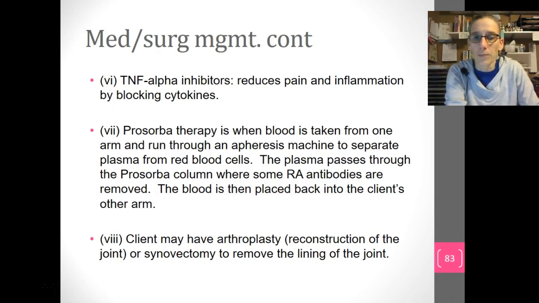Then you've got Prosorba therapy, where blood is taken from one arm and run through an apheresis machine to separate the plasma from the red blood cells. The plasma then passes through the Prosorba column where some of the RA antibodies are removed, and it is placed back into the client in the other arm. The client may have arthroplasty, reconstruction of the joint, or synovectomy to remove the lining of the joint.